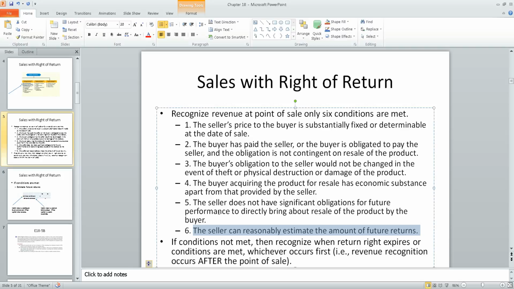So in this particular instance, let's assume that conditions 1 through 5 are met, and the question is whether condition 6 has been met. If condition 6 has been met, then we go ahead and recognize revenue at the time of the sale. If condition 6 is not met, then we delay recognizing the revenue until the right of return expires or condition 6 is met, whichever occurs first.